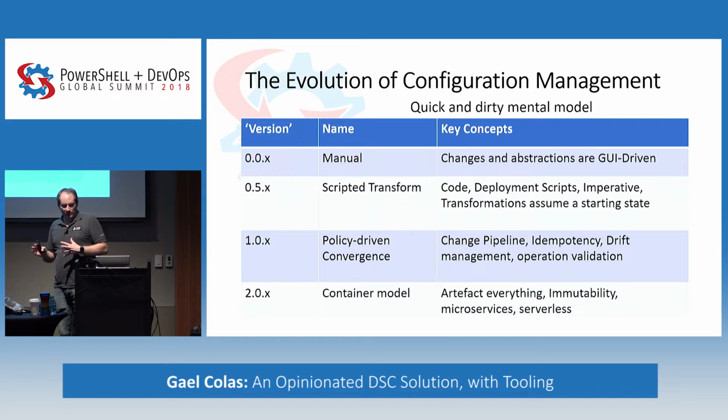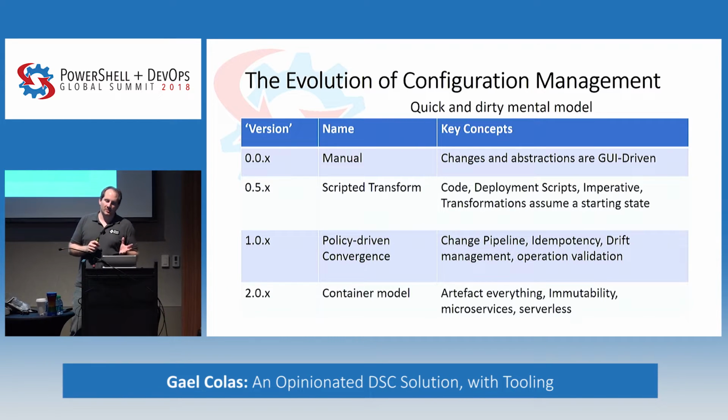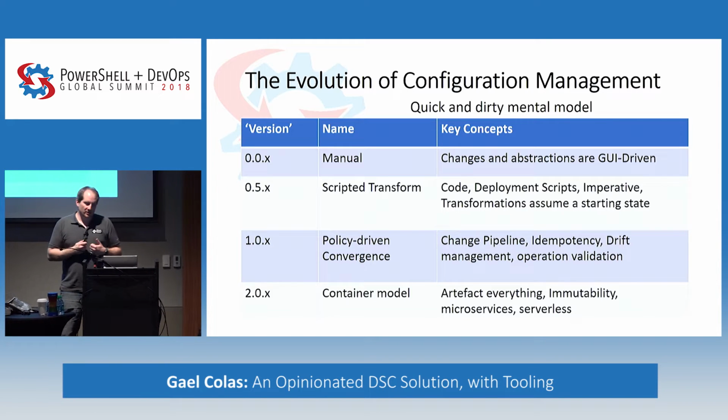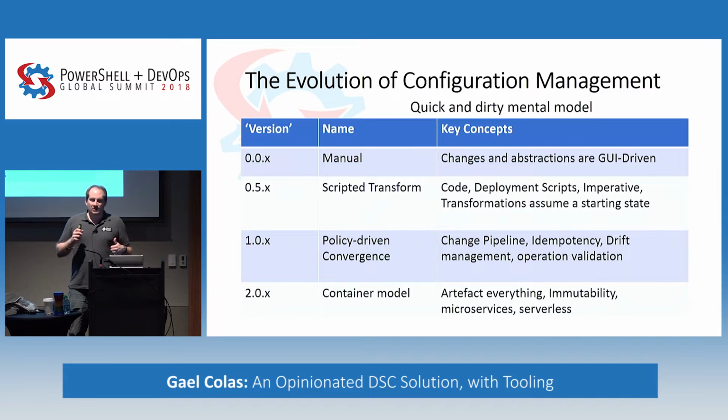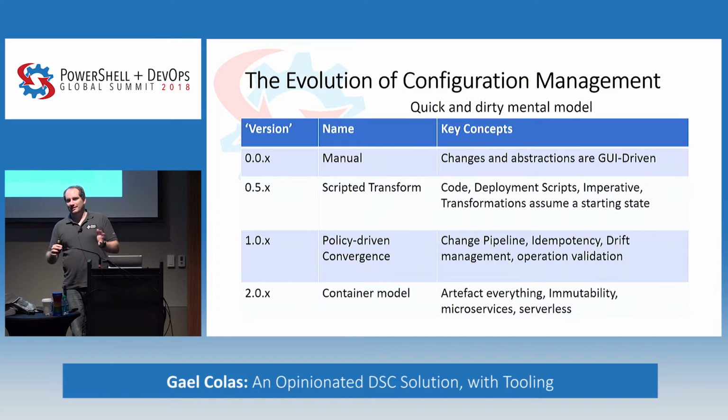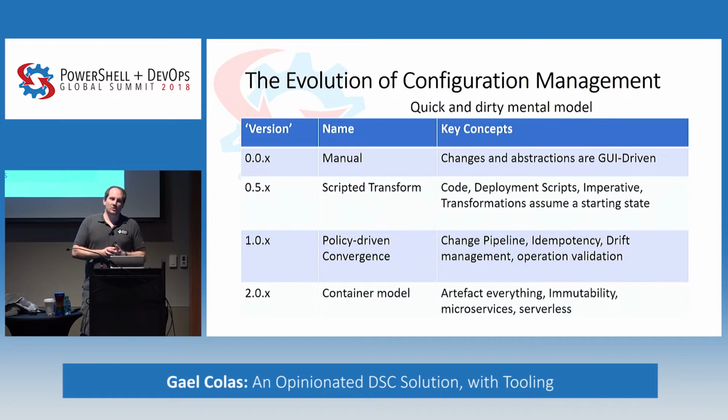A quick side note. The evolution I'm trying to show here is the evolution of configuration management. We're not yet into config management, but that's going to come straight away. I like to see it as different eras. If you think about versions, version 0 is manual. Everything's manual, using the GUI to make changes. 0.5 is just scripted transform. So you have a deployment script, and you just run that script, which is much better, yet it could be improved. And then version 1.0 is policy-driven convergence. That's the config management you know about: Ansible, Chef, Puppet, DSC.